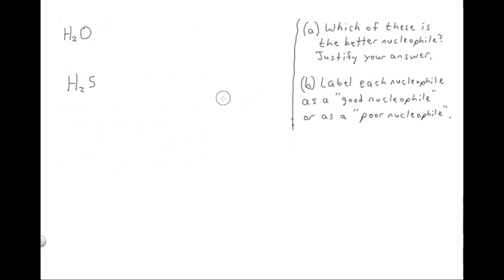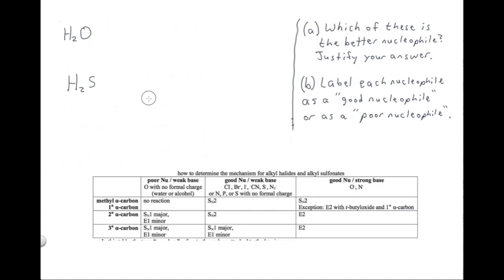Now let's discuss. This is a problem where most of the parts we can answer based on our table. We can find neutral oxygen in our table here, and we can see that according to the table, neutral oxygen is a poor nucleophile. And we can find neutral sulfur in the table here, and we can see based on the table that neutral sulfur is a good nucleophile.